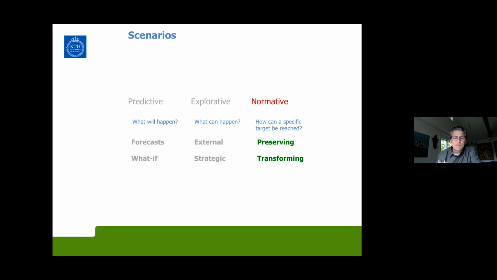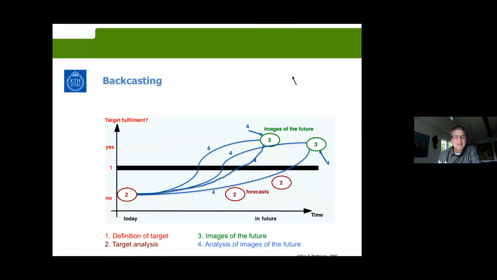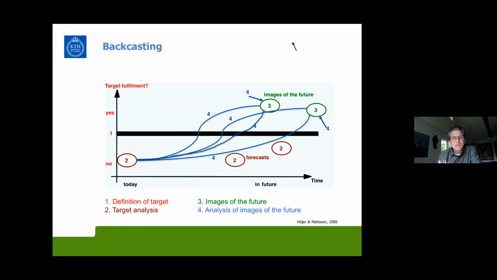Transforming normative scenarios would be situations when you have a specific target, but you see that that target cannot be reached without changing current structures, or breaking current structures even. And of course, the target that you're looking at must for some reason be important enough for you to bother about trying to break the structures. The point was not to break the target. And the most common, or what we usually talk about here, is backcasting, which many of you might have heard about.